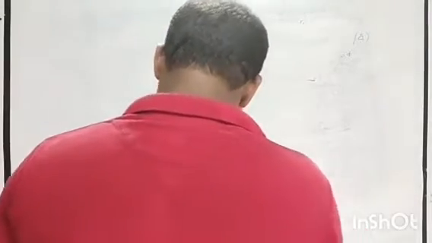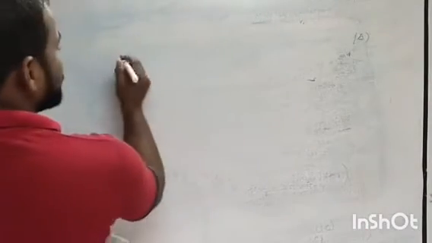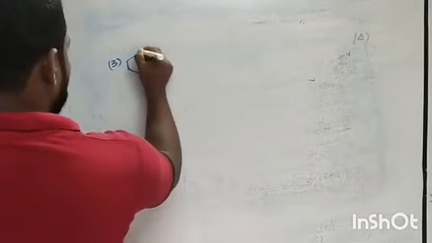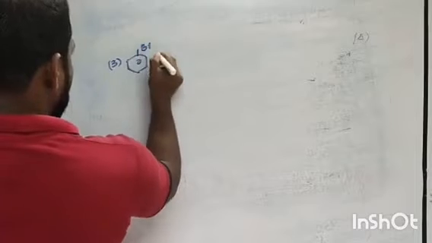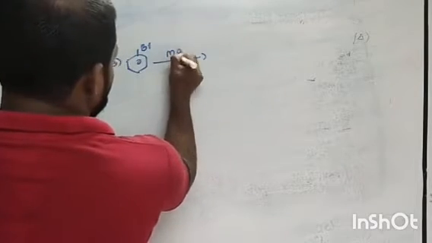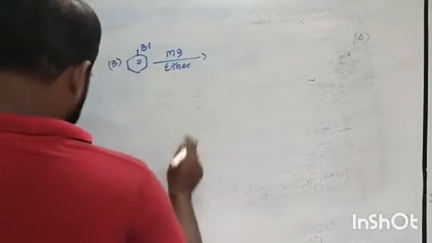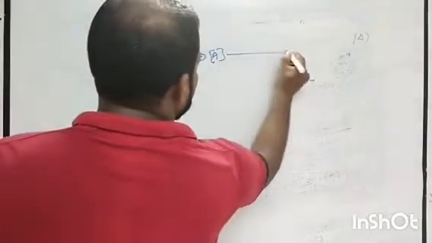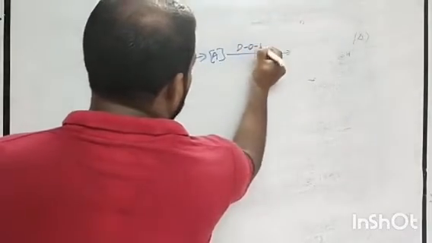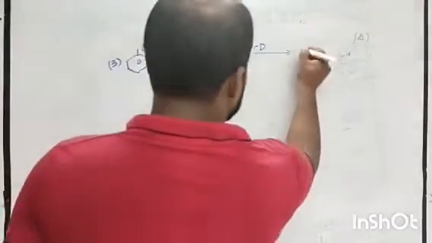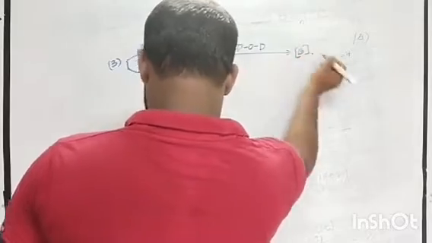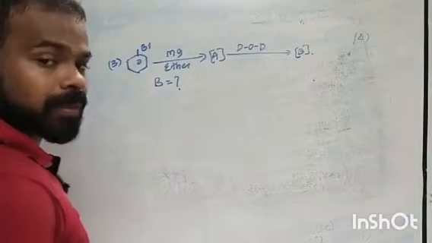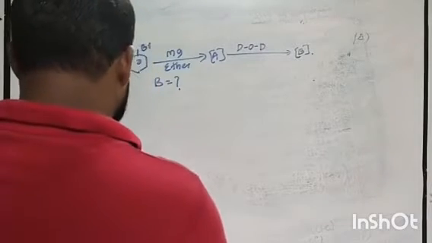Then third question. When I take this compound here, with Br, this Br is mixed with Mg in the presence of ether, and A will be produced. This A will be mixed with D2O and B is produced. Question: what is B? Which one is B? How can we explain that?